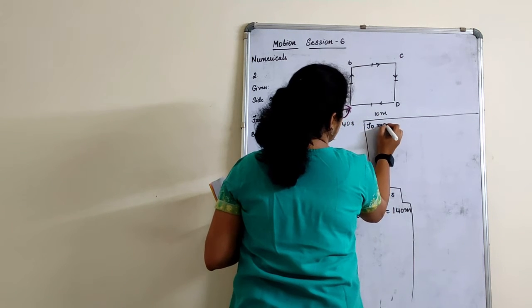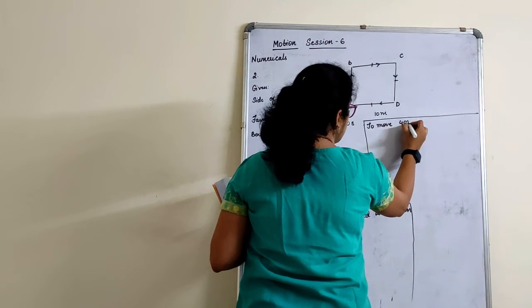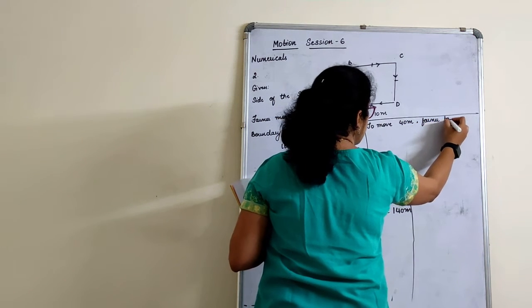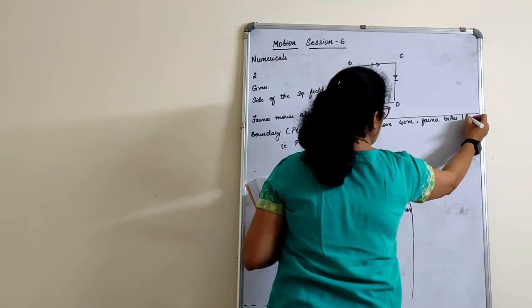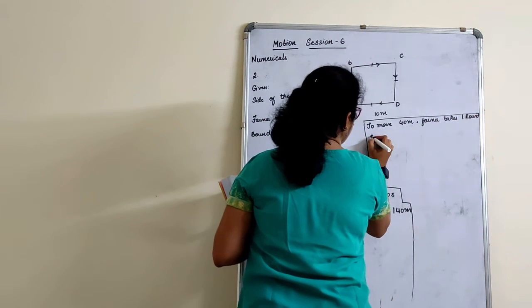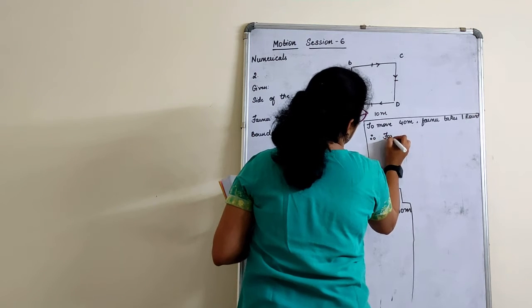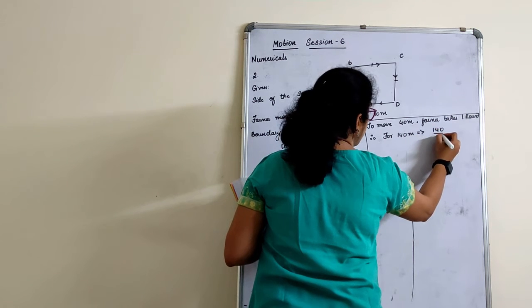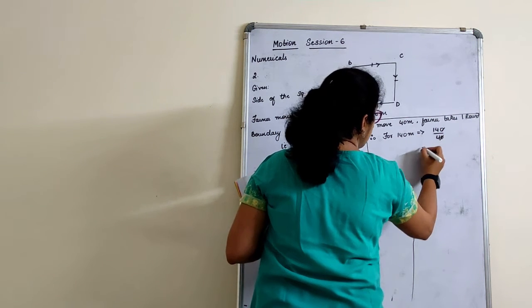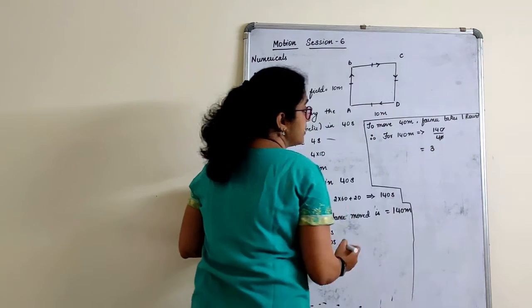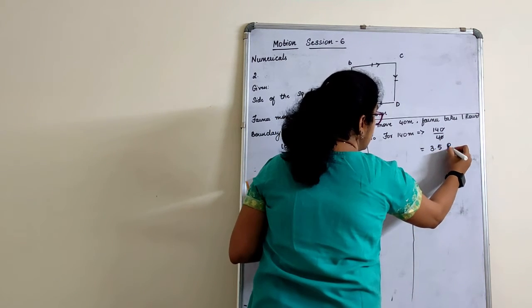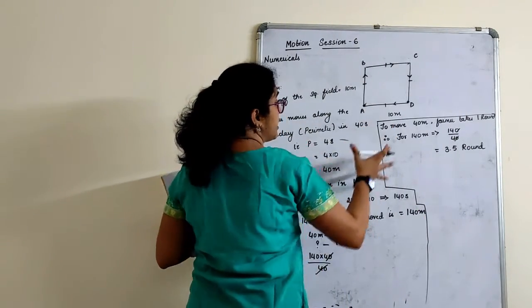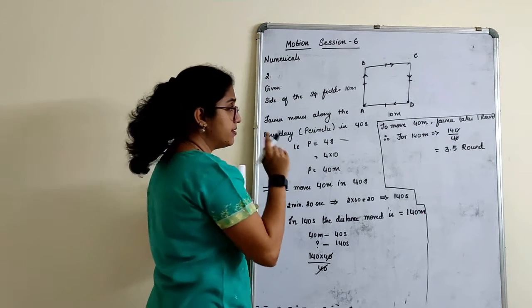To move 40 meter, farmer takes 1 round. Therefore, for 140 meter, 140 by 40, cancel. So this is 4 3s are 12, 4 5s are 20, so 3.5 rounds. Right? Now let's calculate the number of rounds with this respect.